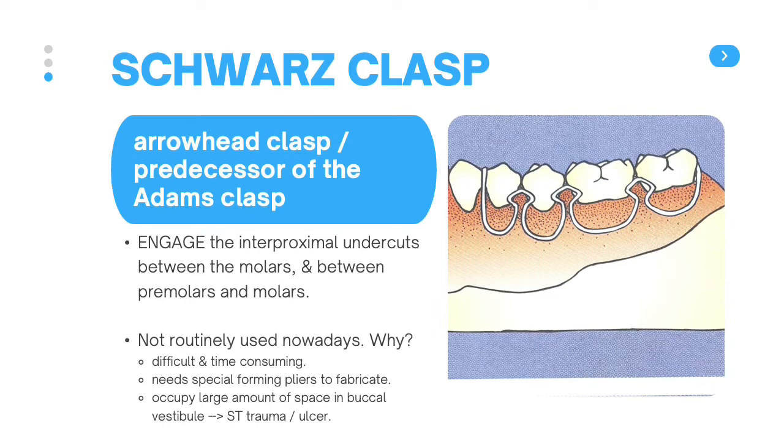Okay, this is the Schwarz clasp. It's also known as the arrowhead clasp, and this was first invented before the Adams clasp. They modified this arrowhead clasp, and only then did they create the Adams clasp. So personally, honestly, I haven't seen this clasp clinically. This is a very historic design. So how does it work? It engages the interproximal undercuts between the molars and between premolars and molars. And it is not routinely used nowadays.